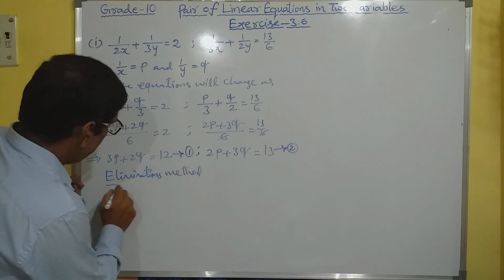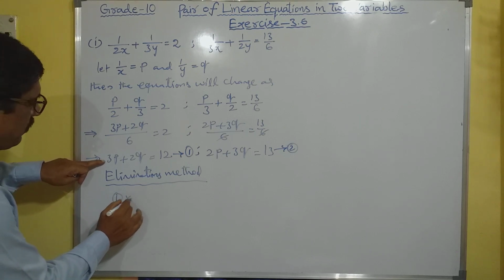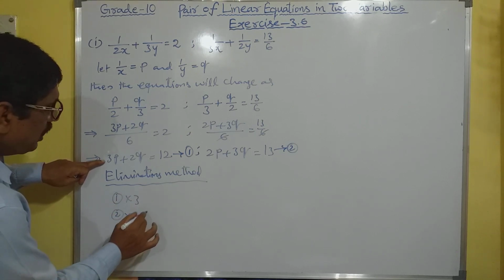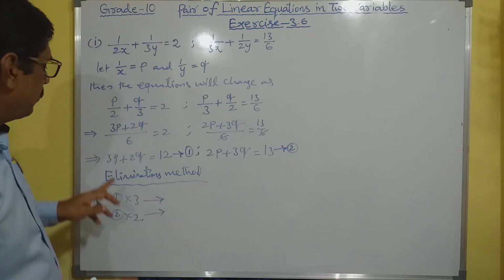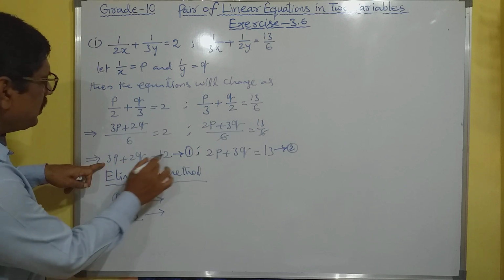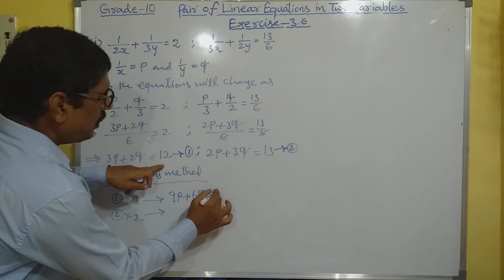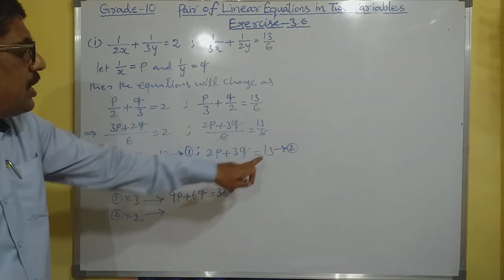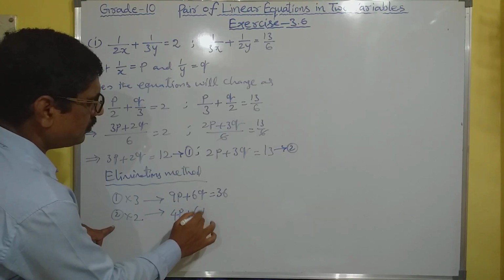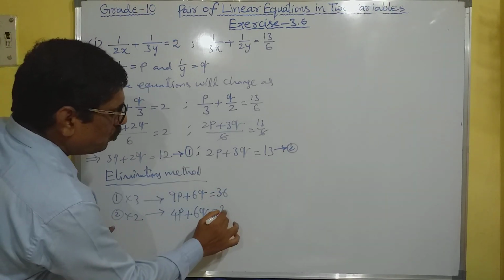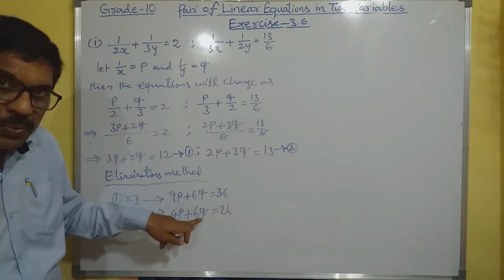So I want to equate the coefficients of q. For that, see, the first equation I am multiplying with 3 and the second equation I am multiplying with 2. I think you know the reason why I am doing like this. See, the first equation if you multiply with 3, what will happen? 3 3s are 9p, 3 2s are 6q, 3 12s are 36. And the second equation if you multiply with 2, 2 2s are 4p, 2 3s are 6q, 2 13s are 26. See, here I got the same coefficients for q.